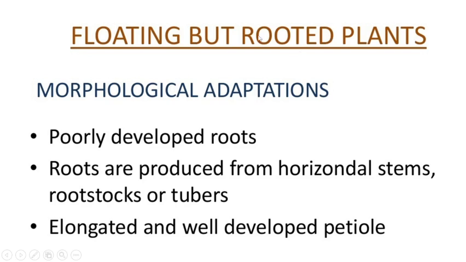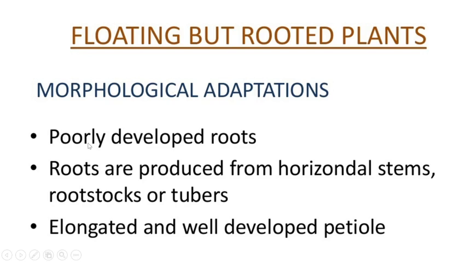Floating but rooted plants. Some plants float the leaves and flowers on the surface of the water, but the stem is elongated and fixes the plant body to the roots. Such plants are called floating but rooted plants. These plants grow in shallow water. Their roots are fixed in the underwater soil. Leaves have long petioles, which help the plant to float on the surface of water. Leaves float on the surface and capture sunlight to perform photosynthesis.